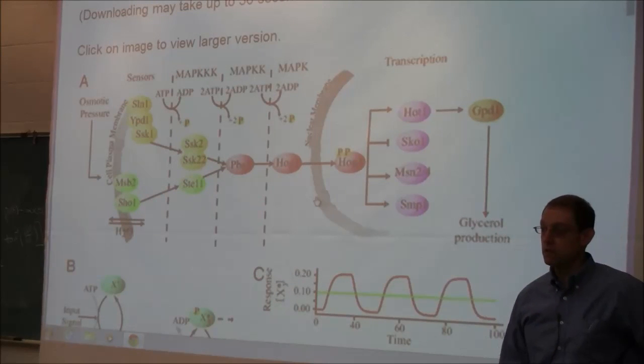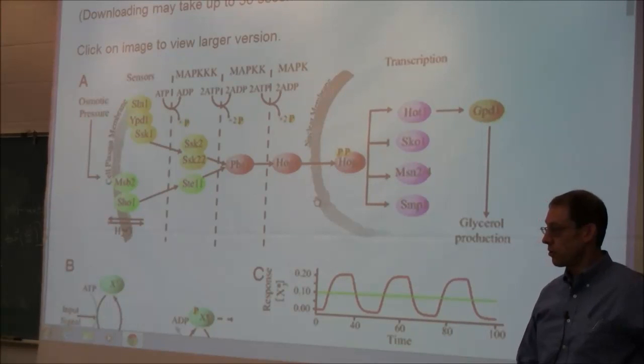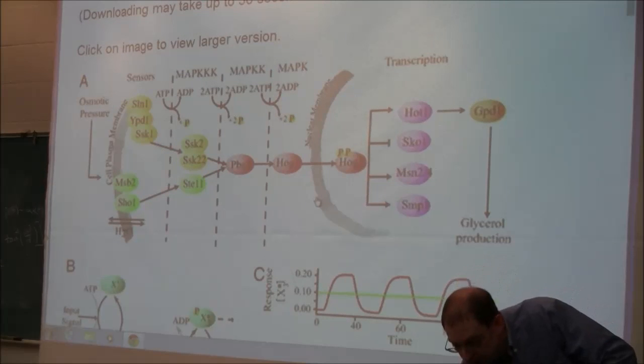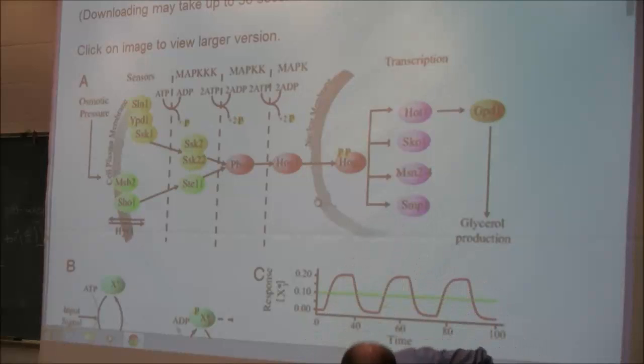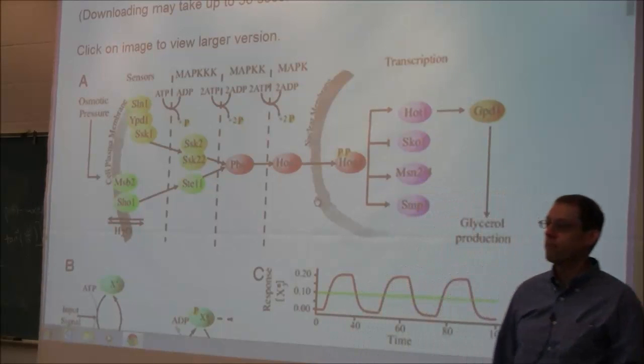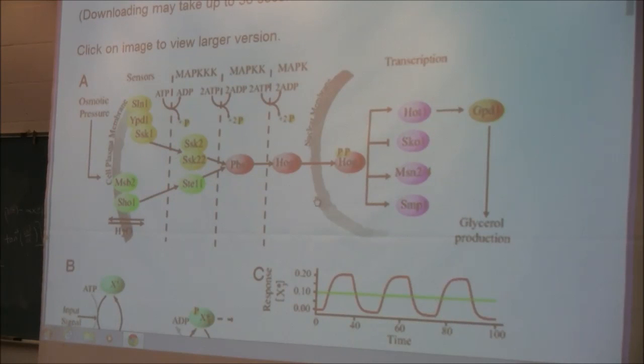So the yeast cell makes antifreeze in order to balance its osmotic pressure with the environment. Here it's higher osmotic pressure, so to prevent all of its water from leaving the cell.